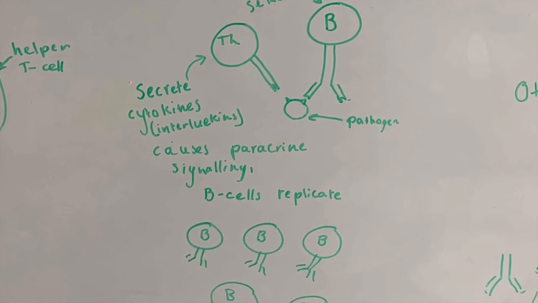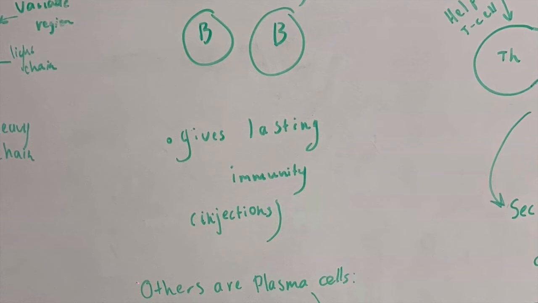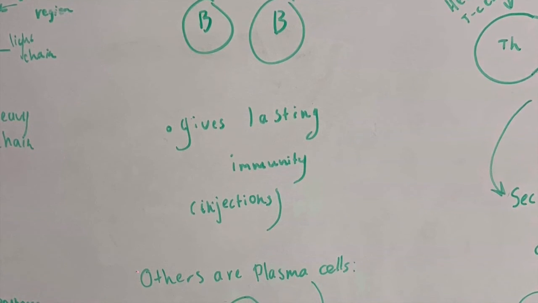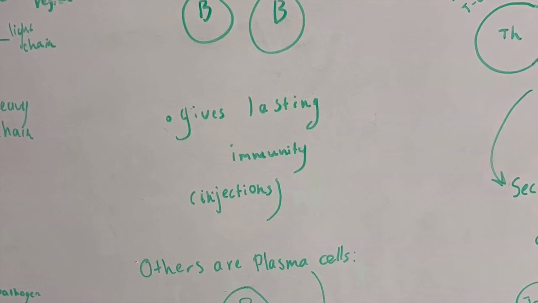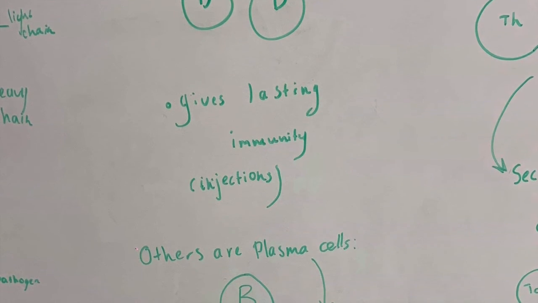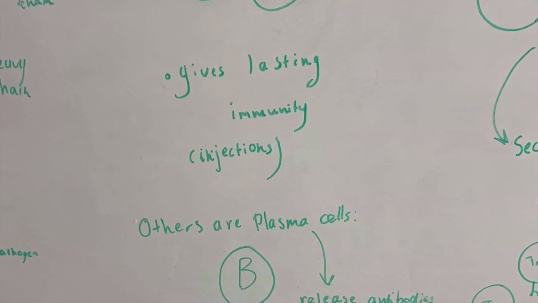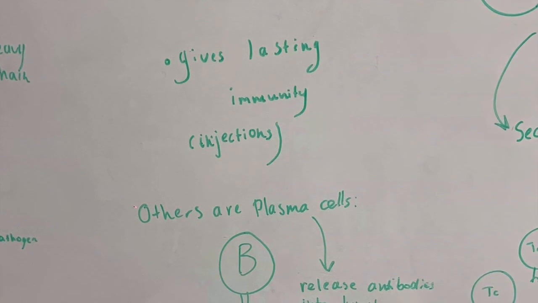Some of these cells are B memory cells, and they remain fairly inactive, living for many years, giving you lasting immunity against that pathogen. The other clones are plasma cells, which produce antibodies at a very fast rate and release them into the lymph, where they flow into the circulatory system.